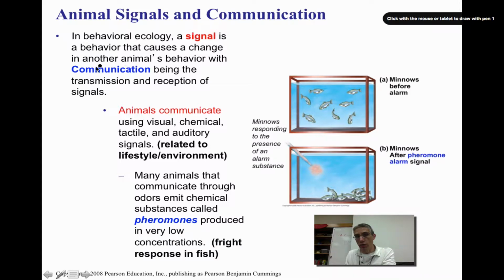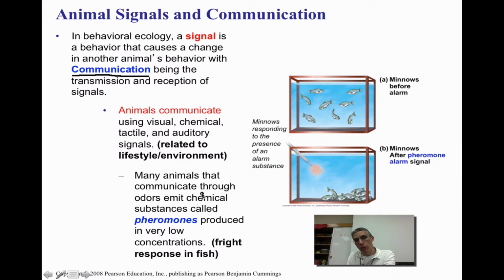another animal's behavior. And so we need to make sure that we incorporate the idea of communication in our discussion of animal behavior. So when we refer to communication, this is going to basically be the transmission and the reception of these signals. Now, animals are going to communicate basically through the use of visual, chemical, tactile, which is basically touch, and auditory or hearing type of signals. And these are going to be related to the lifestyle or the environment of that animal.